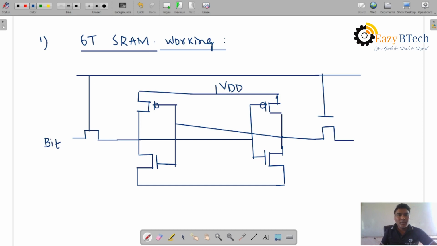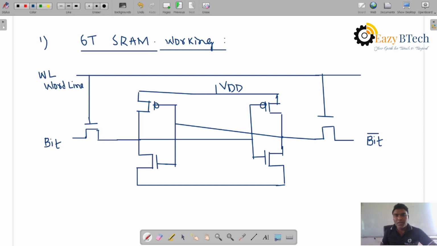So this is the gate terminal, and the gate terminal is connected over here. Bit and bit complement: the complemented bit is applied over here. So this is WL, the word line, the row line. We call it the word line.